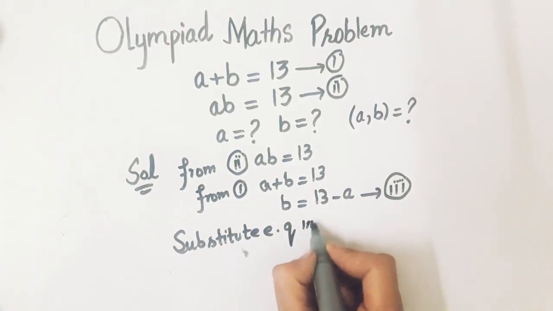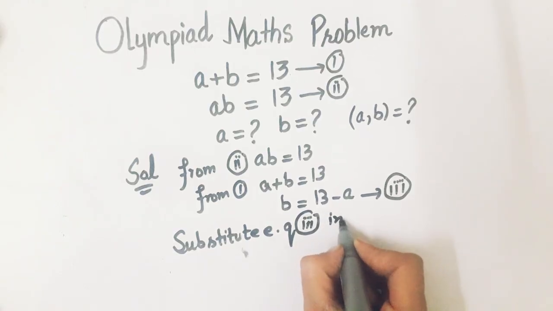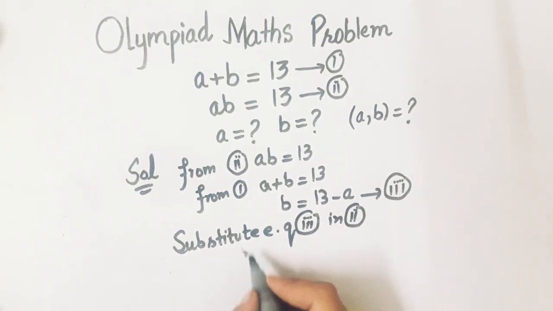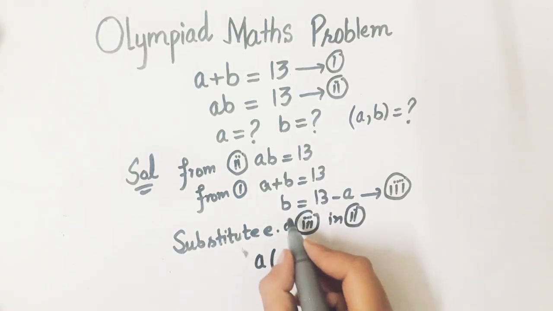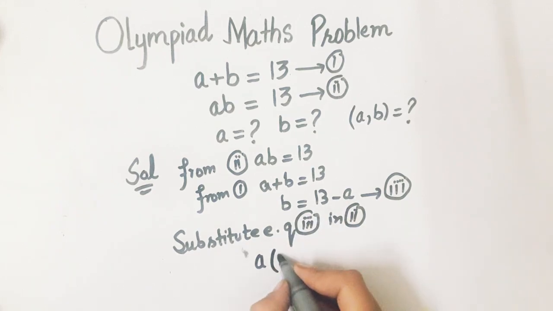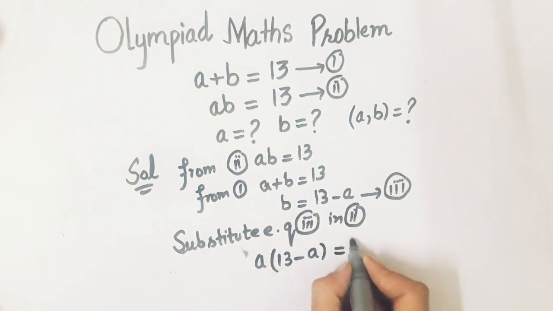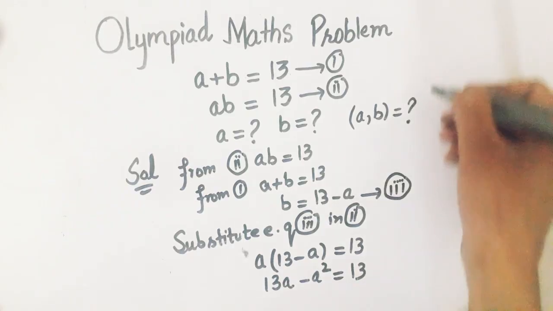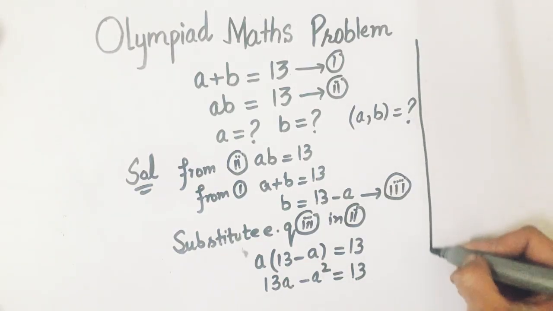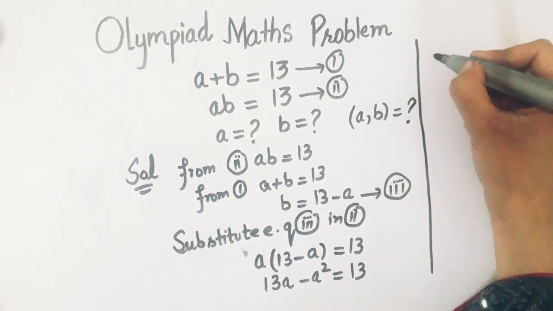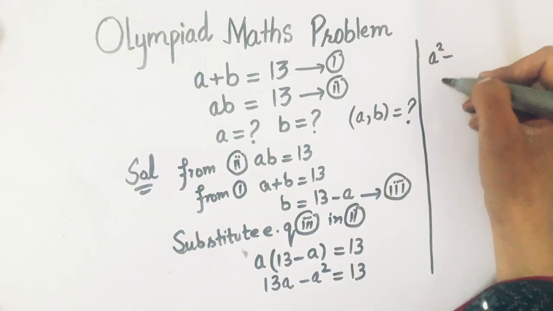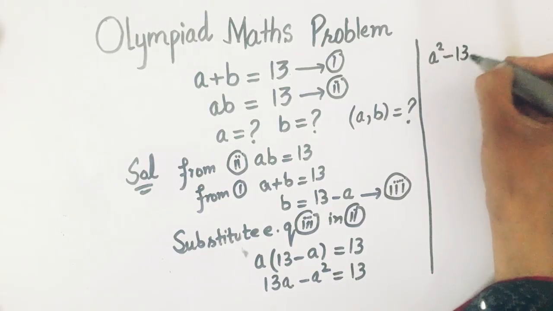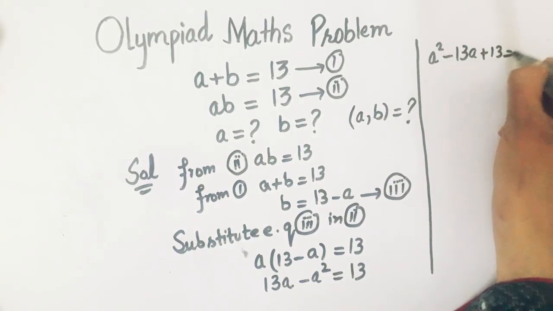equation 3 into equation 2. So we get a into b. In place of b we will substitute 13 minus a, equals 13. Now solve this. This will become 13a minus a squared equals 13. Now this equation will become a squared minus 13a plus 13 equals 0.